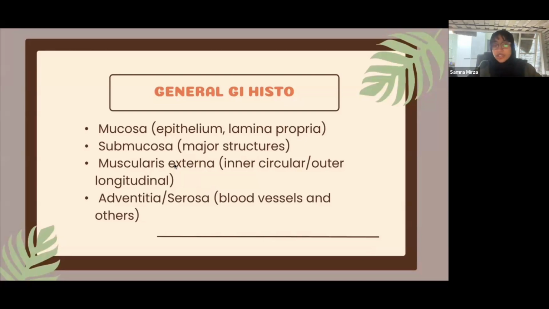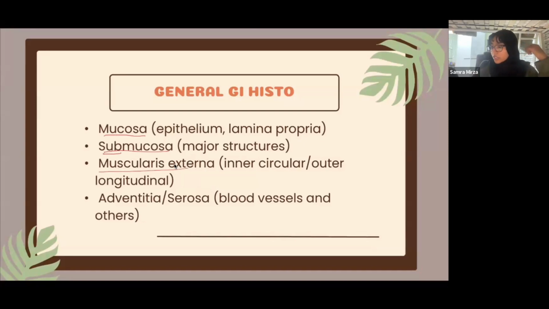So just to go over it, we have the mucosa here. This is the uppermost layer. It has the epithelium and the lamina propria. The next layer, submucosa. From the name, sub is below the mucosa. This is where we're going to have major structures like blood vessels, glands. Most of the secretions will come from the submucosa and move up to mucosa.